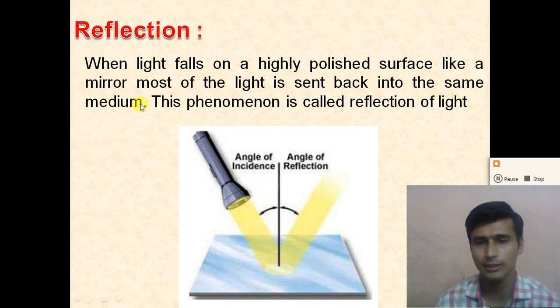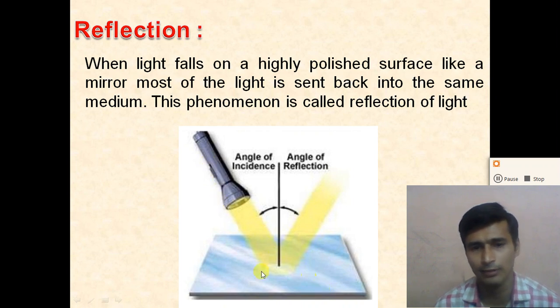So when the light falls on a highly polished, smooth surface, most of the light is sent back to the same medium, and this phenomenon is known as the reflection of light. Look at this picture. From the torch, when the light is falling on the smooth solid surface, most of the light comes back to the same medium.